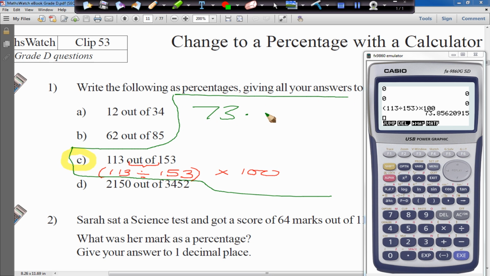So we have 73.8562 and so on. So this is the answer that we're looking at. Now what did we say? It says give your answer to one decimal place. So we go to one decimal place and we stop here. So we put a little corner partition here. So this is called my last digit. And the next one, the 5, what do we call the 5? We'll call it the decider.